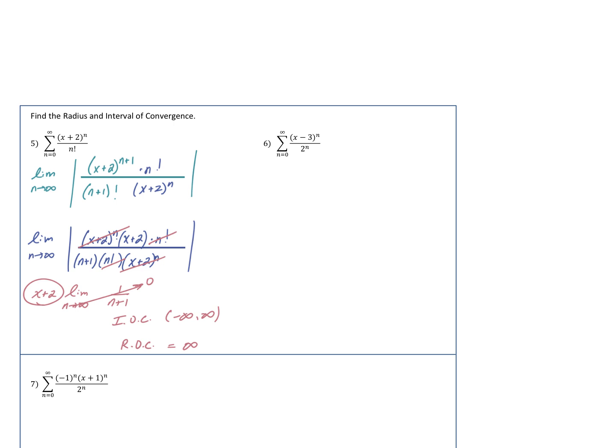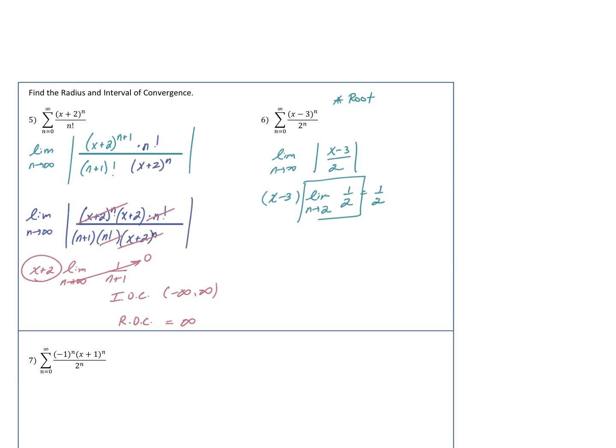For number 6, because of the way it was set up, I just did the root test. Remember, for the root test, you could just take the nth root. So we're going to get the limit as n goes to infinity. So we end up with x minus 3 over 2. So when we plug in here, we get a half. So this equals 1/2, this part of it.